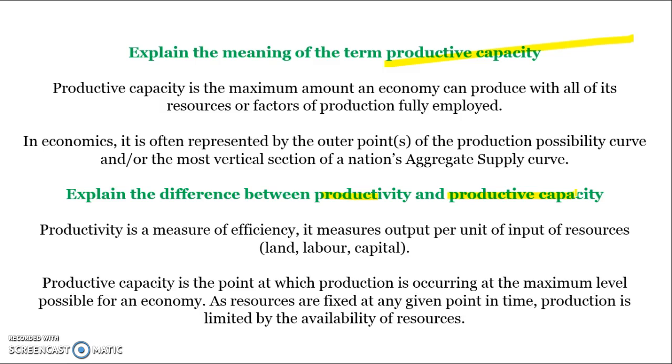In terms of the difference between productivity and productive capacity, productivity is a measure of the efficiency with which we use our resources. So it measures the output per unit of input. When we're talking about inputs, we're talking about land, labour and capital. We're looking at how much output we're producing per unit of input. Whereas productive capacity is the point at which production is at its maximum, as resources are fixed, production is limited by the availability of resources. But the key thing with productive capacity, it's when we're using all our resources as efficiently as possible and producing at our max at one given point in time.